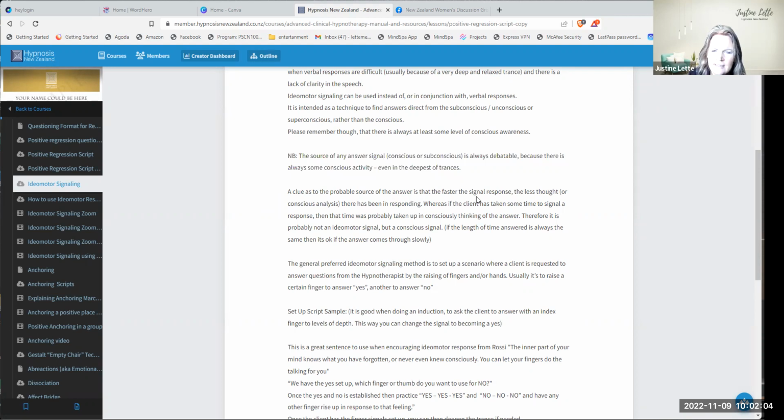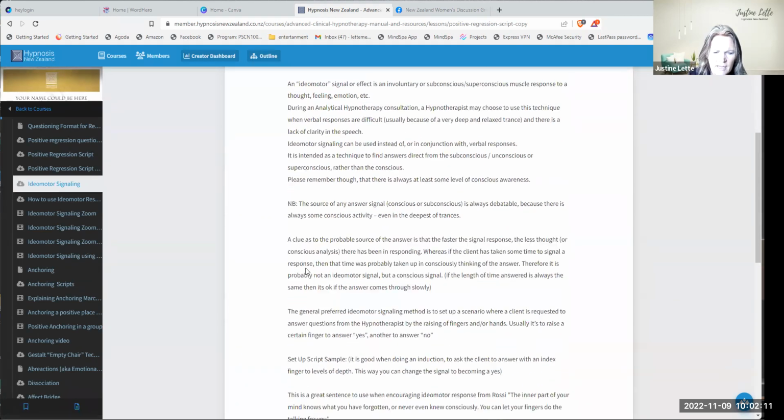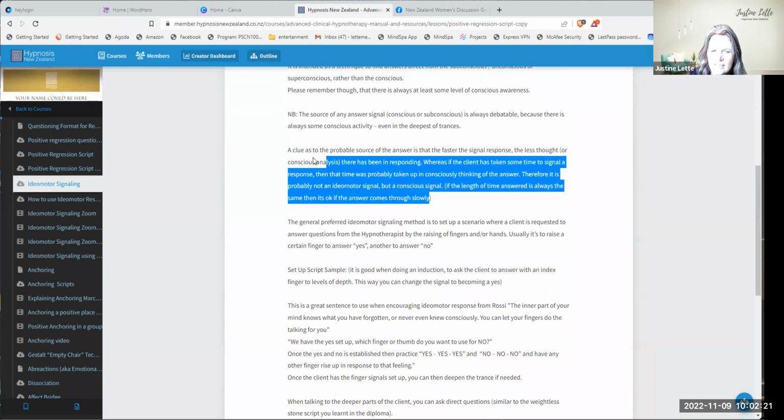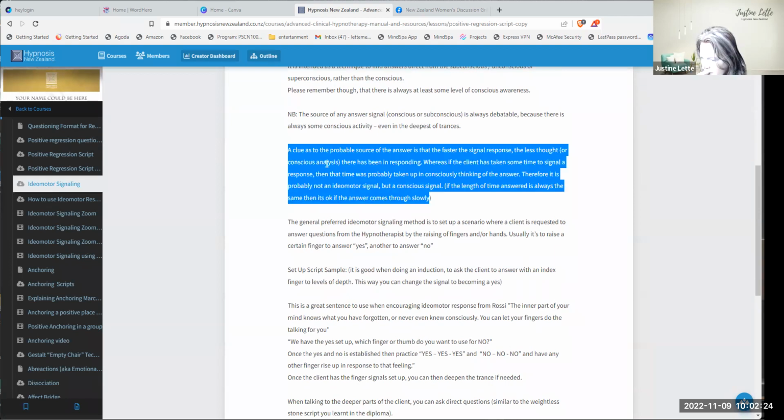And so it says here, I need to really change this because this is not my copy. This was in the manual before. I took over 18Z, and I do view it a little bit differently. So it says here, the faster the signal response, the less thought there is. So this book is saying that the quicker the response, the more likely it is to be subconscious or superconscious. I haven't found that, so I do need to change this.